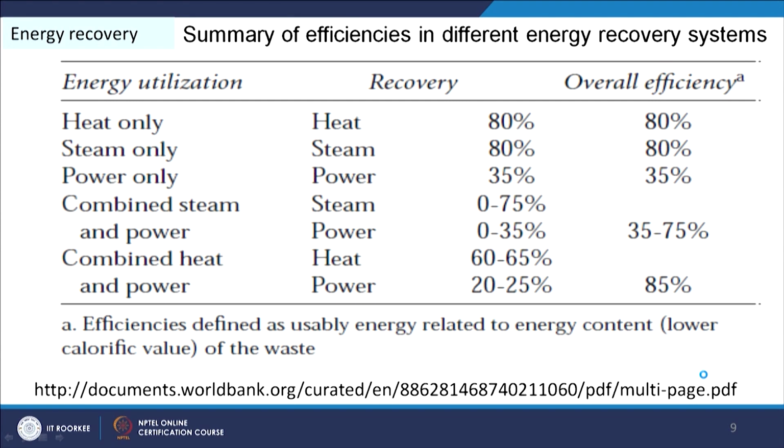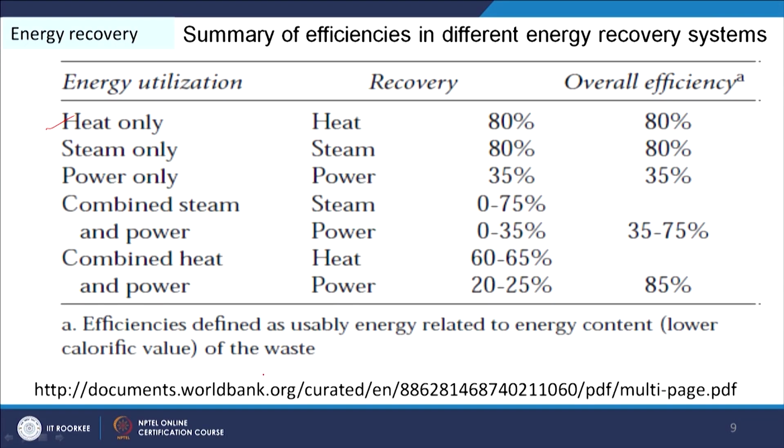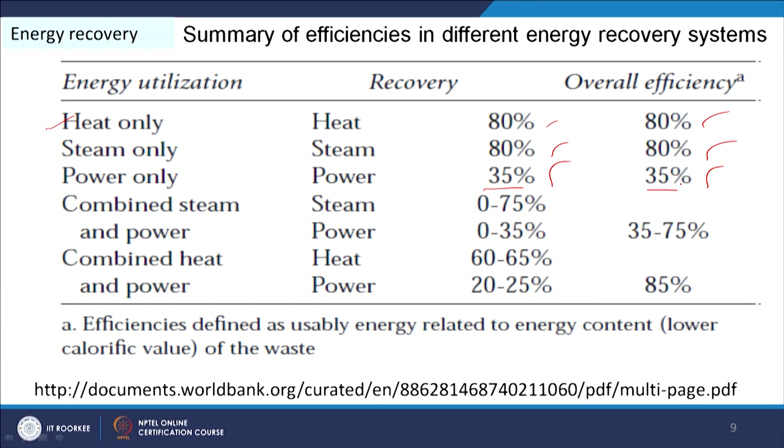Now, this table gives us an example of how we can get higher overall efficiency by using a suitable combination of different types of energy utilization. If we use it for heat only applications, then recovery is 80% and overall efficiency 80%. Steam only, that is also 80%, power only 35%. So, power is the most usable form of energy. That is our major concern, but here our efficiency is less, 35%.